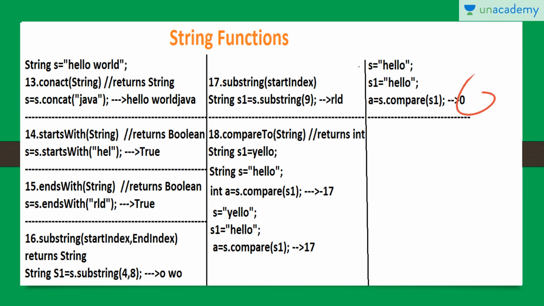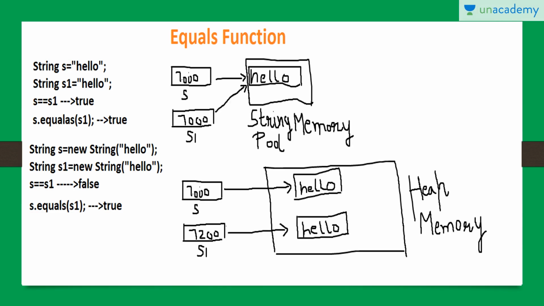Okay, now here we have the equals function, which we can use to check whether two strings are equal or not. In C++ or C, we use the double equals operator to compare whether two data types are equal or not. It is true for all other data types but not for strings in Java. In Java, we do not use the equality operator to compare two strings, or to check whether two strings are equal or not.